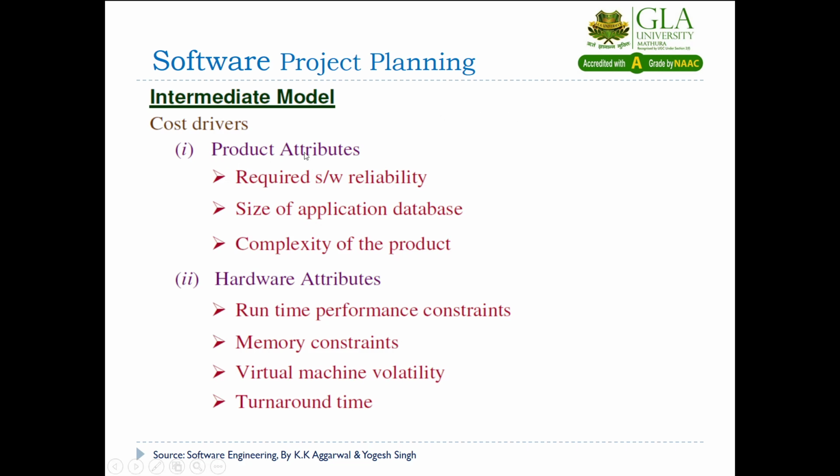The first category is product attributes. These attributes are totally related to the product. What about the reliability? What is the size of the application database? What is the complexity of the product? Then hardware attributes. What will be the runtime performance constraints? What are the memory constraints? What is the virtual machine volatility? What is the turnaround time?